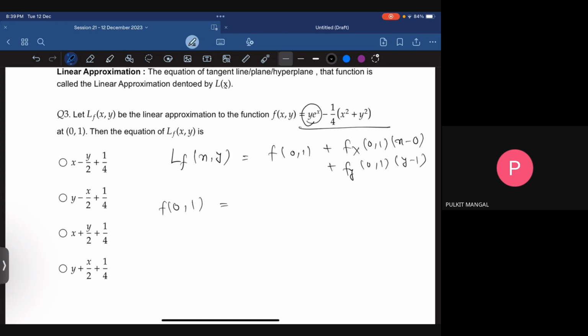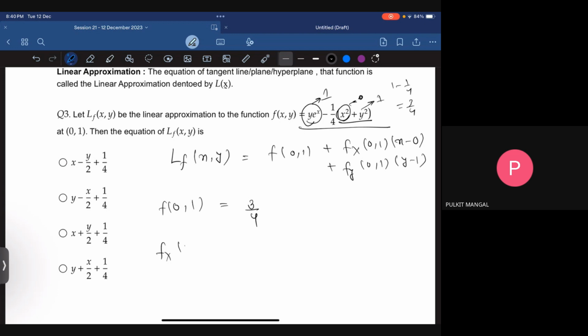If you put x = 0, e to the power 0 is 1, so y e^x is 1, and here x^2 is 0 and y^2 is 1. So 1 minus 1/4, you will get 3/4.